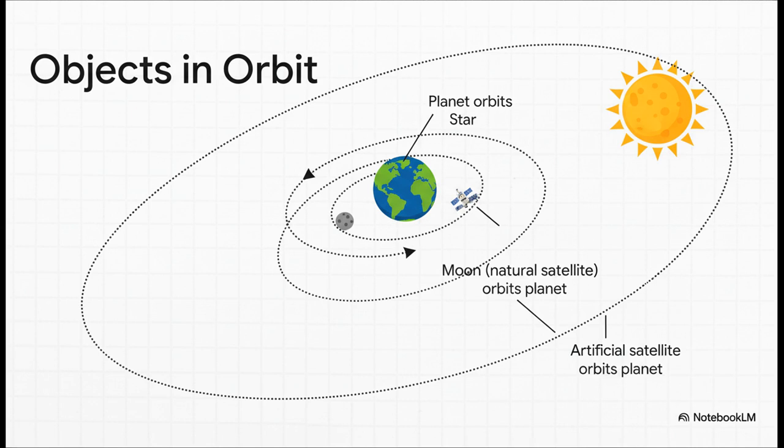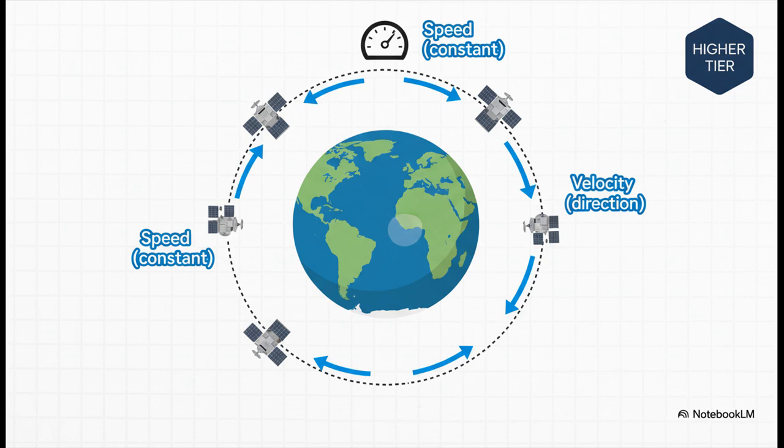Okay, higher tier students, listen up, because this is a classic exam trap. For an object in a stable circular orbit, its speed is constant. It's ticking along at the same rate, but its velocity is constantly changing. Why? Because velocity has direction, and in a circle, your direction is changing every single second. Speed is constant, velocity is not. Don't mix those two up.